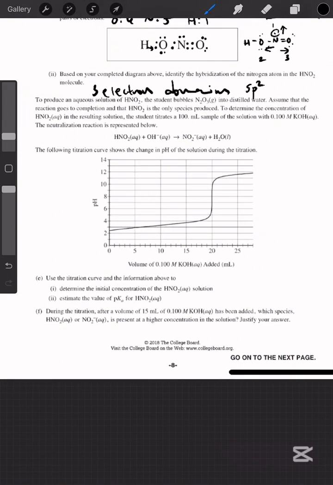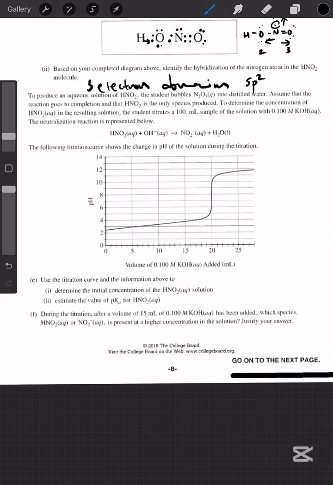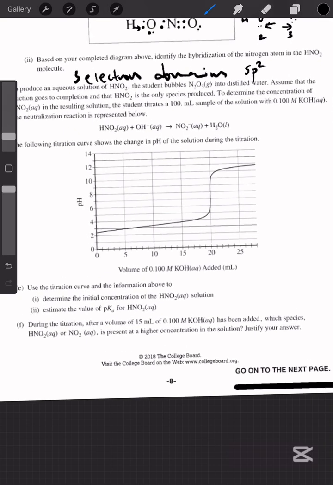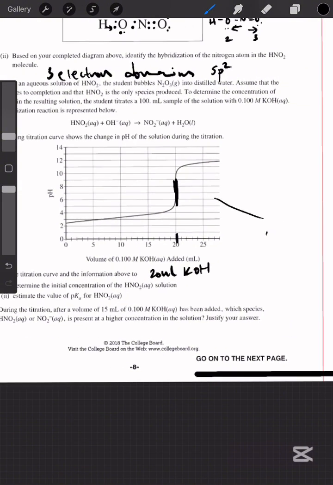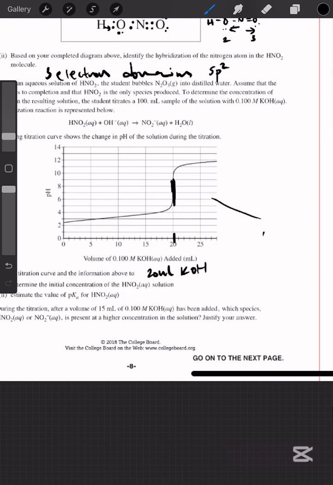Next section is about titration. For this one, we have a titration curve. Part 1 says to determine the initial concentration of the acid. We're going to start with the equivalence point and find the volume of base there, which is 20 ml of potassium hydroxide. So we can find the moles of the base and set it equal to the moles of acid to find the initial concentration, because at the equivalence point, the moles of base equals moles of acid. We can just use molarity equals moles over liters to find the moles of base we have at this point on the titration curve.